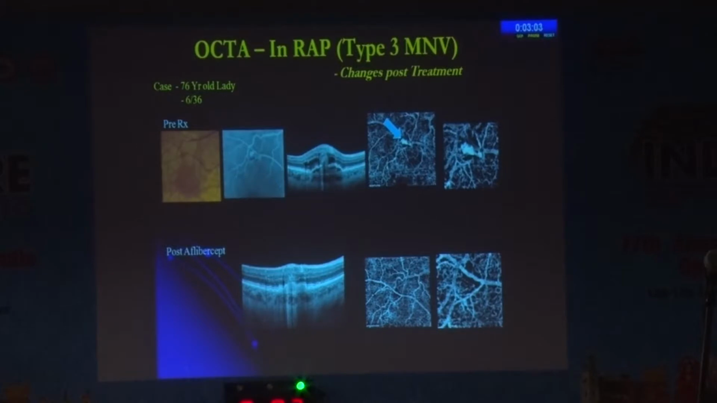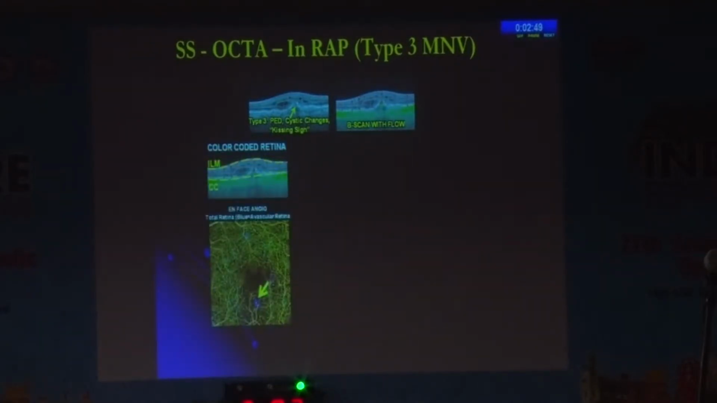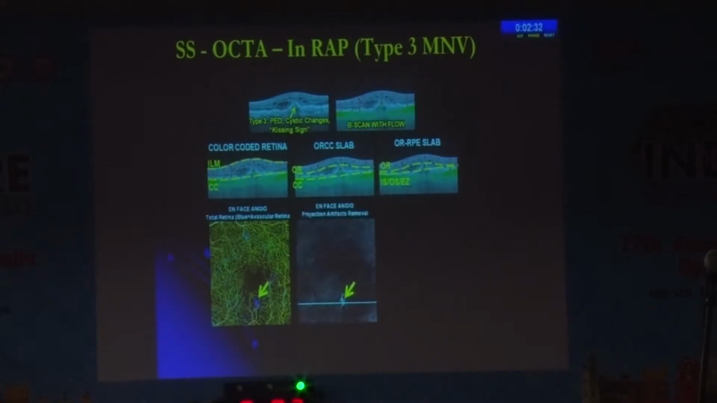You can see the remarkable resolution on the structural OCT, as well as almost a complete clean out on the OCT angiogram. In RAP type 3 MNV, you find the cystic changes, the kissing sign, the B scan with the flow, the color-coded retina, and you see the entire composite of the en face angio, the ORC slab, which shows up the lesion there, and the tighter OR-RPE slab, which shows the lesion also. But these have projection artifacts. Now you're going to see how, when you clean up the projection artifacts, you find it so much better defined.